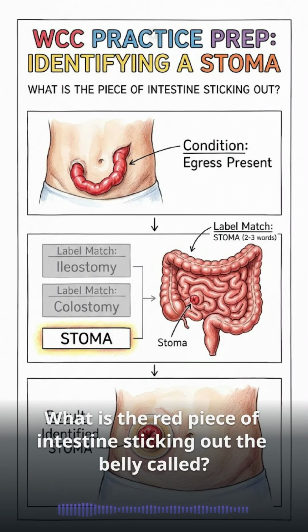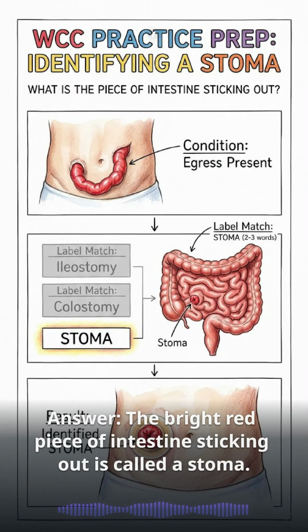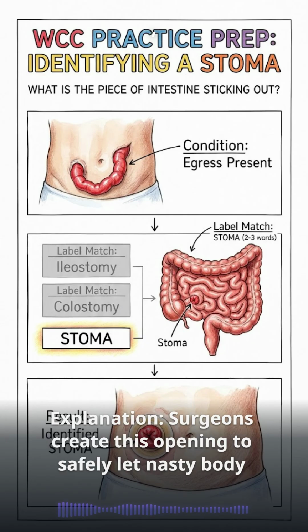84. What is the red piece of intestine sticking out the belly called? The bright red piece of intestine sticking out is called a stoma. Surgeons create this opening to safely let nasty body waste exit outside.